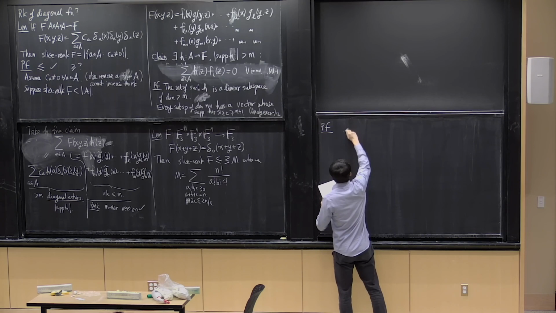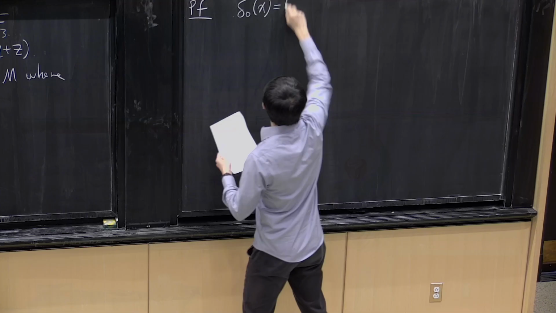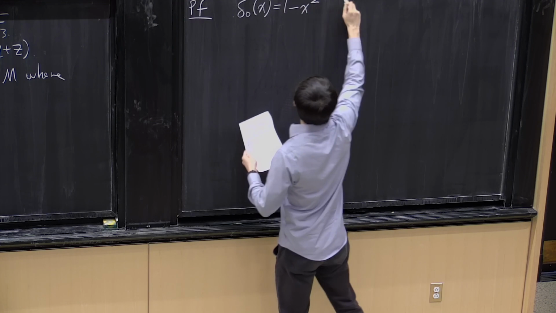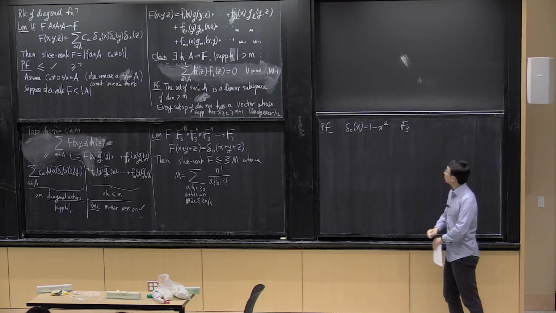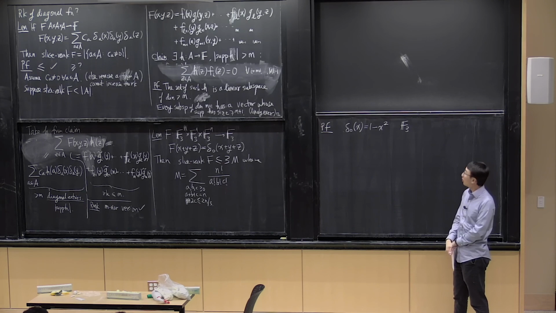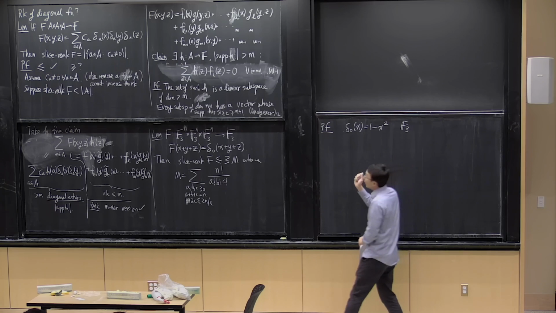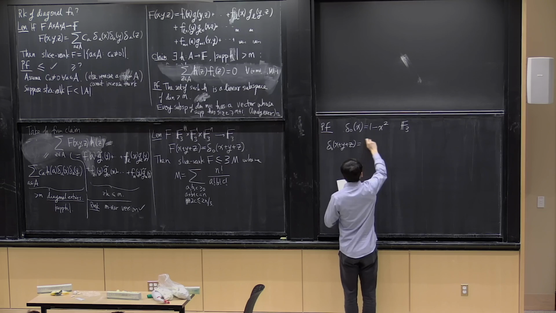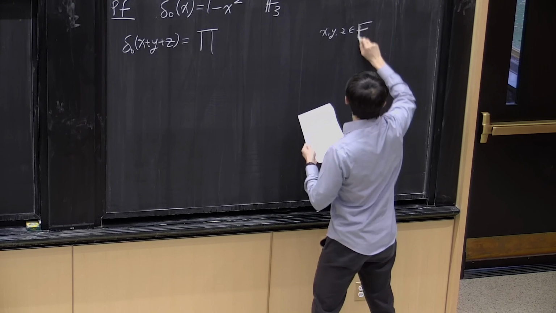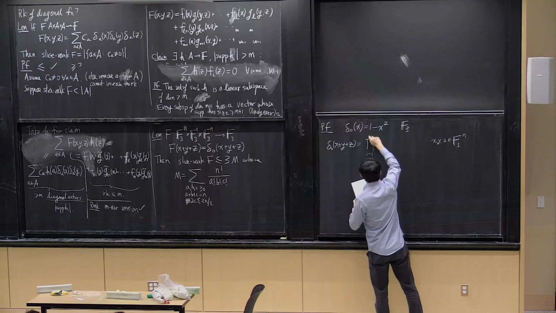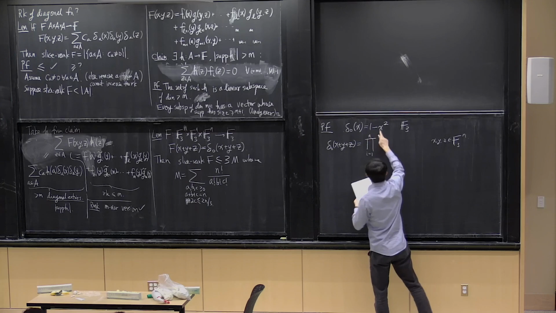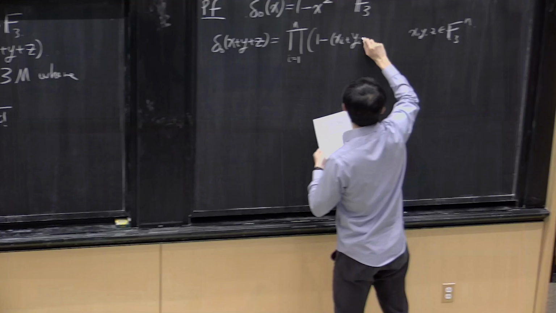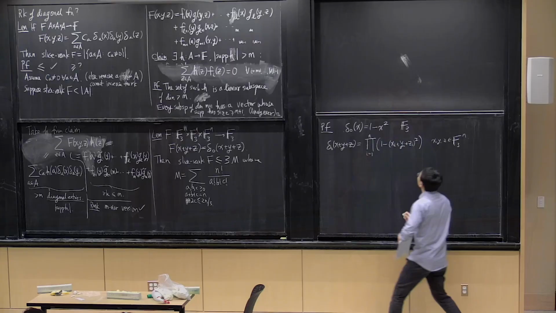So in F3, in characteristic 3, you have this equation. You can check that it's true for x equal to 0, 1, or 2. So take that and plug it in over here. So we find, now x, y, z are in F3 to the n, applying this coordinate-wise, you have this product.